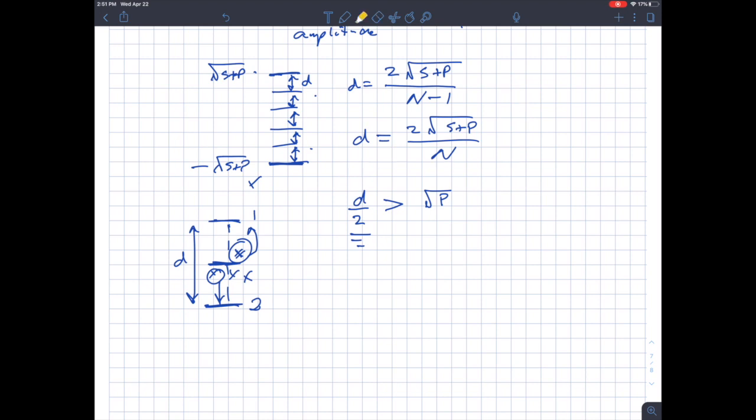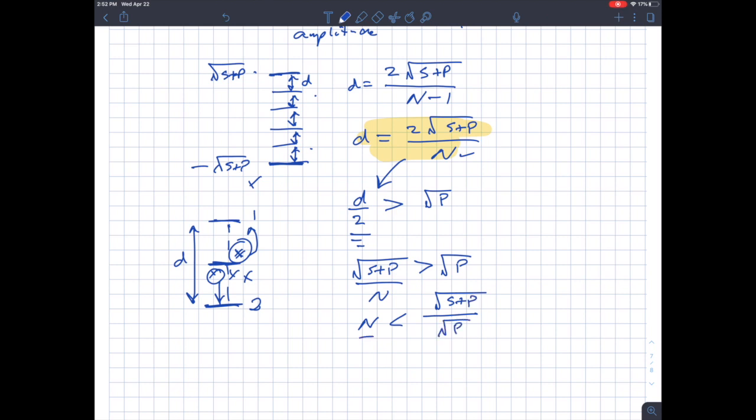We're going to take this and plug this into here, okay? And so what we have then is this inequality. I put d over 2, the 2's cancel, I get square root of s plus p over n, carrying that along, has to be greater than square root of p. Solving for that tells me that n has to be less than, flipping this over, square root of s plus p over square root of p.